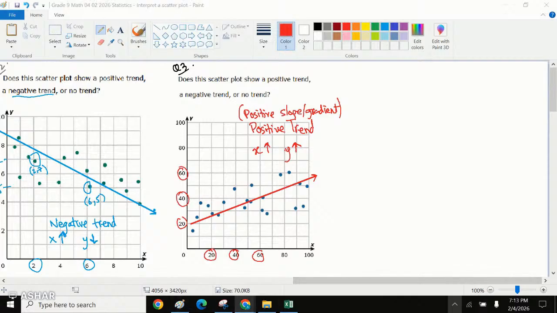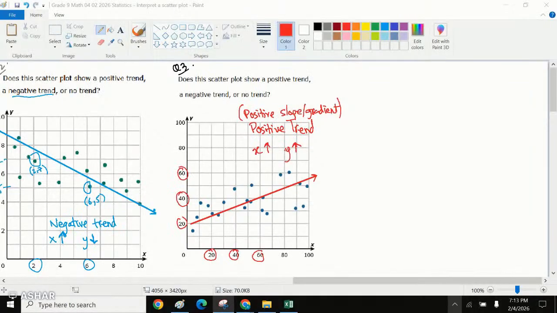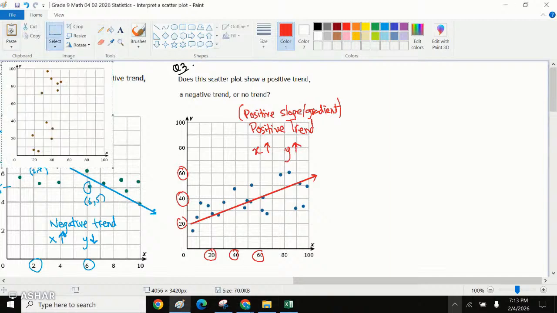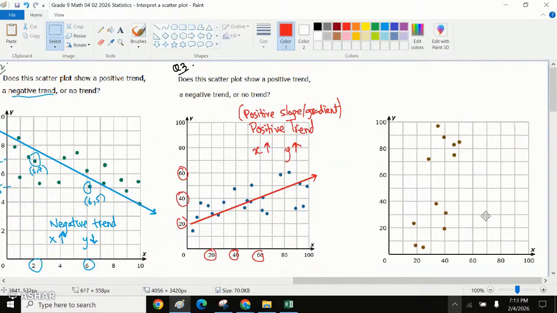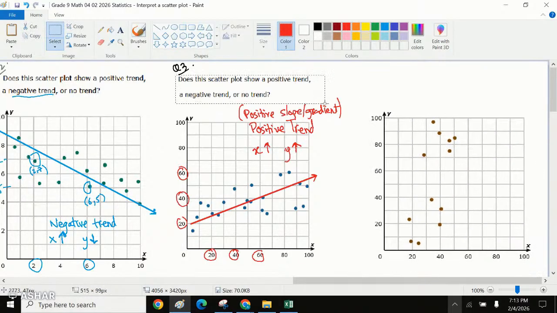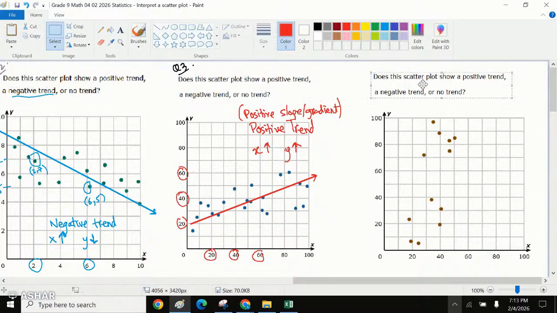Let's have a look at the next one. Sometimes the neutral, positive and negative are very close to each other, right? So let's look at the next example, and let's see what we can say over here. For question number 4, it says, does it have a positive, negative, or a neutral, no trend? This is our question number 4. So what can we say about this?